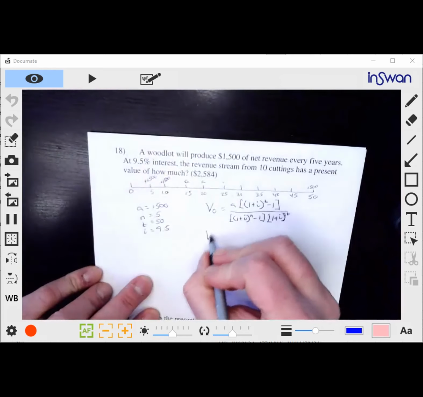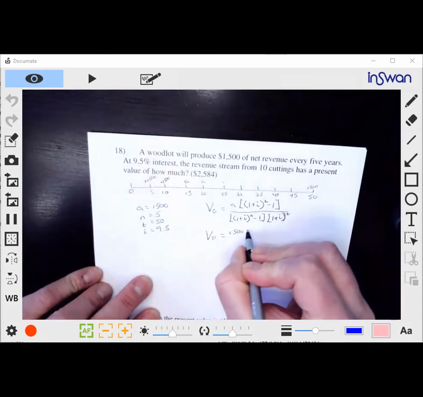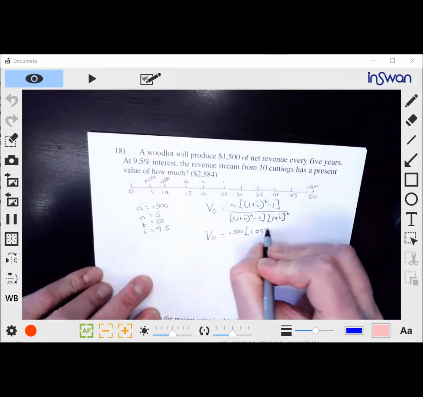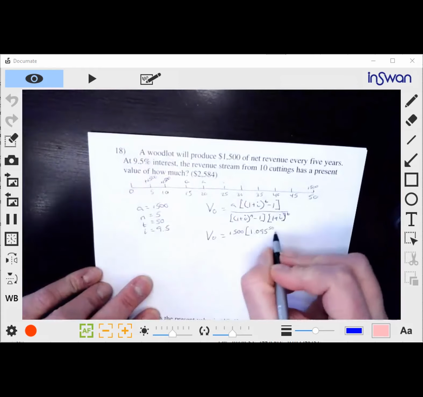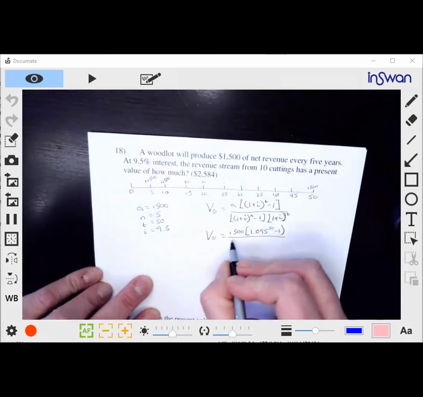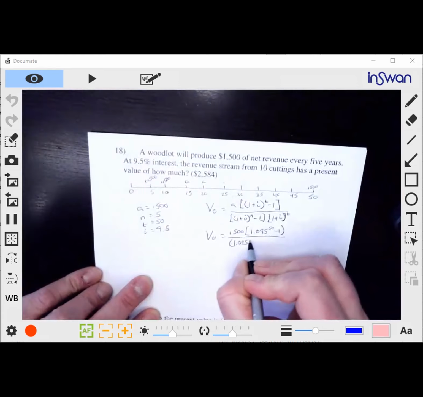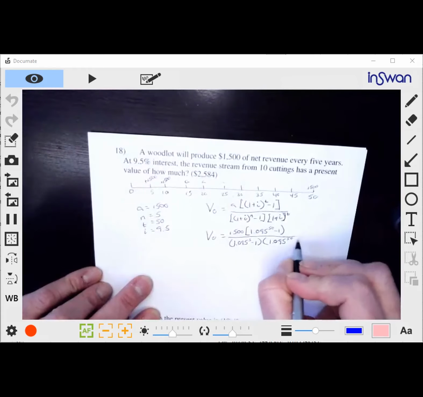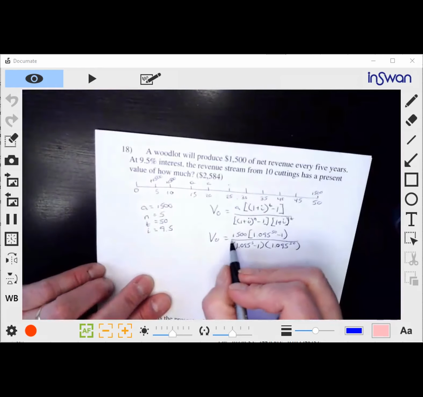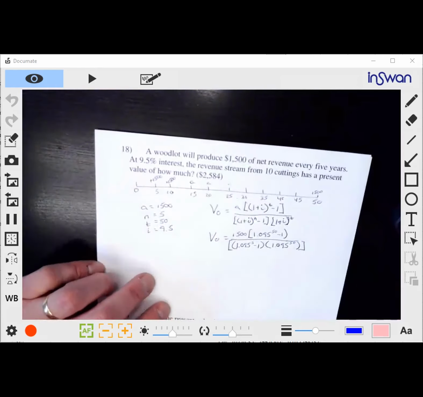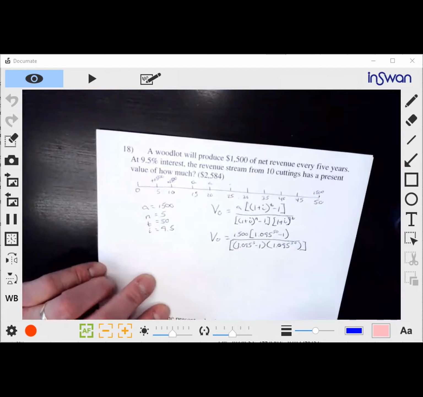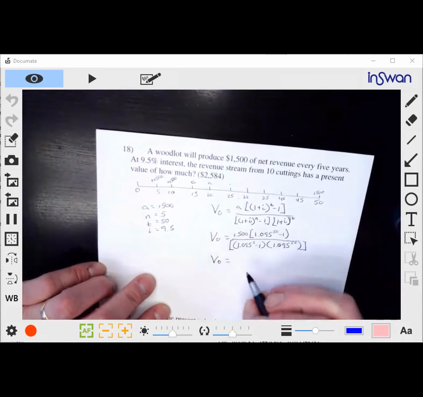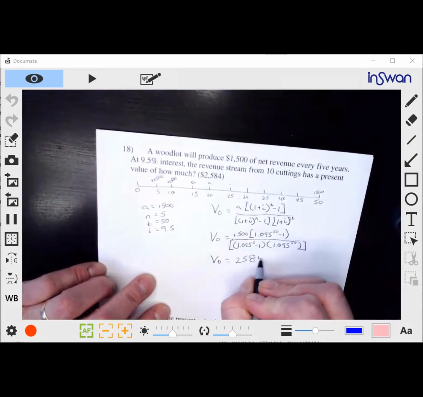So, we're just plugging those values in. 1,500 times 1.095 to the 50, that's the t, minus 1, over 1.095 to the 5 minus 1, that's our n, times 1.095 to the 50. That's what things look like. If you want, of course, you can add some more brackets, make sure that 1.095 to the 50 gets captured there. If we solve that, we are going to end up with 2,584.